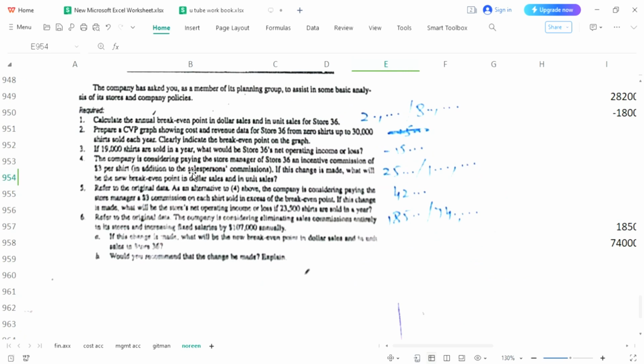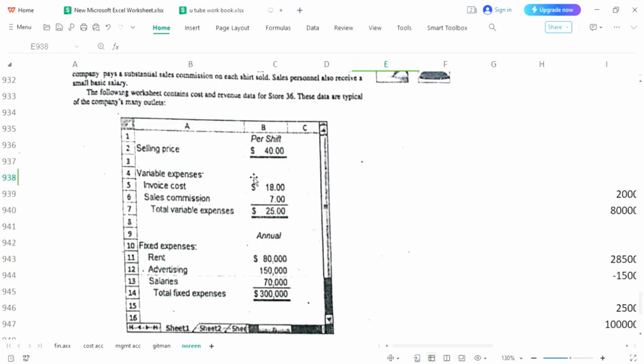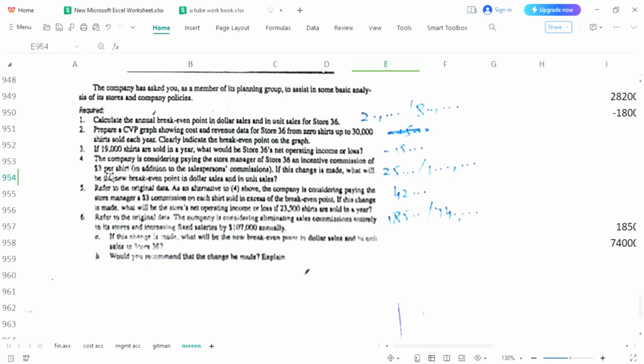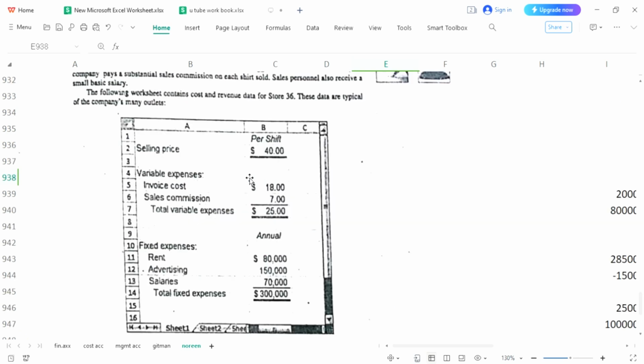Company is considering paying the store manager an incentive of commission of 3 per shirt in addition to salesperson's commission. Let's go to the question and understand it. Sales commission was given 7 rupees per unit, but now what is he saying? 3 per shirt in addition to salesperson's commission. It means 7 rupees will be given even now, and 3 additional dollars would be paid as commission.